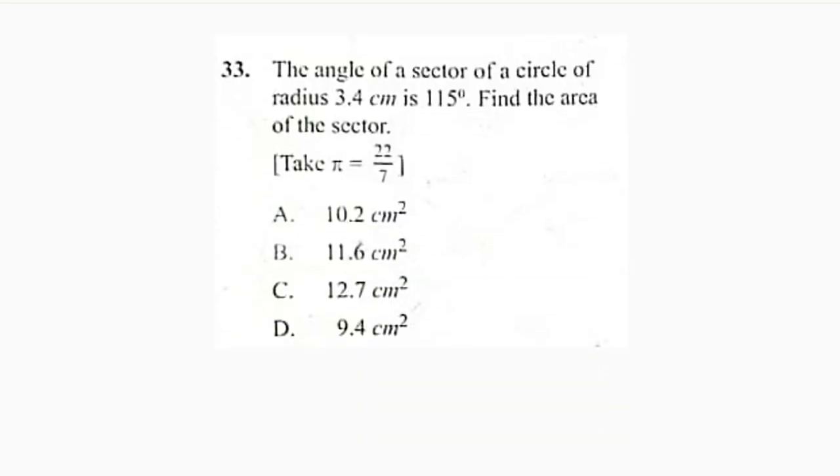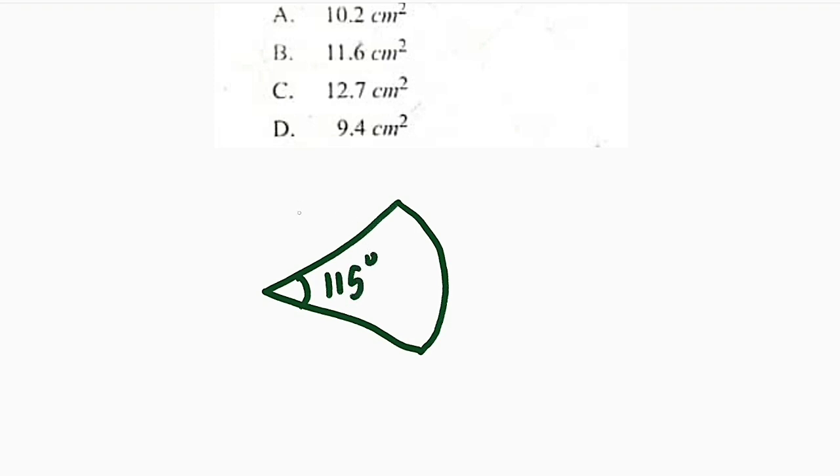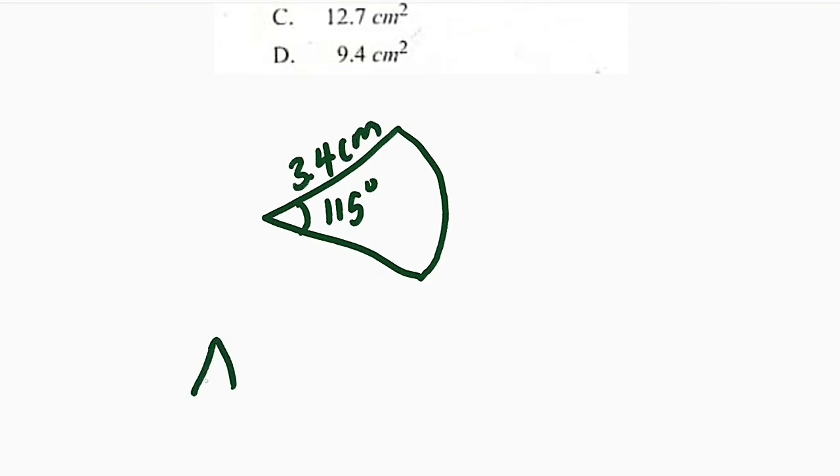Question number 33 reads, the angle of a sector of a circle of radius 3.4 cm is 115 degrees. Find the area of that sector. How does a sector look like? This is a sector which is just a portion of a circle. It subtends an angle of 115 degrees with a radius of 3.4 cm. Okay, what is the area? Remember, area of a circle is given as what?